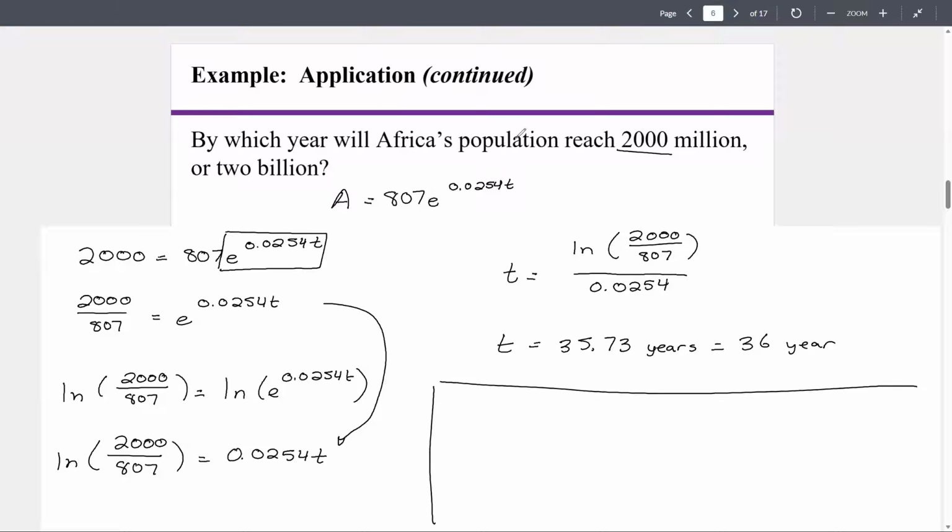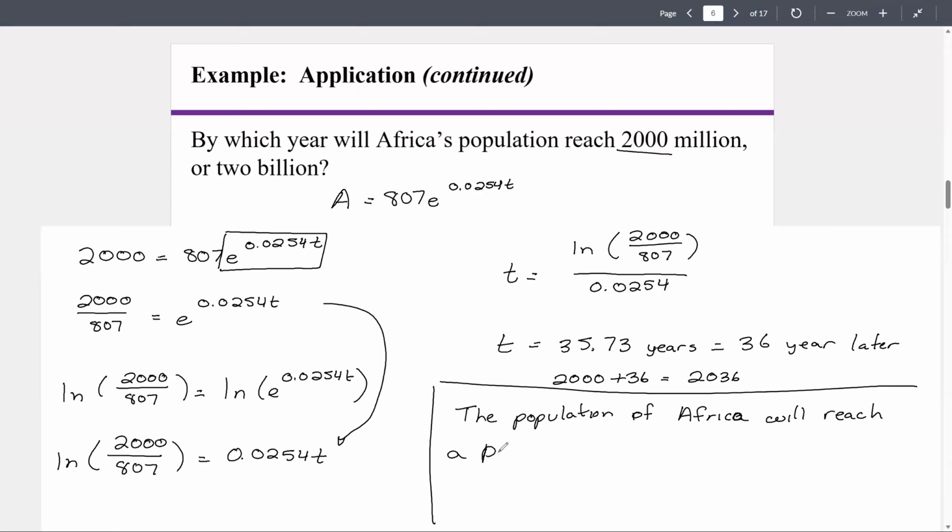So the question is, in which year will the population reach 2,000 million? Remember, we started in 2000. This is 36 years later, so the year is actually 2036. The population of Africa will reach 2,000 million in 2036.